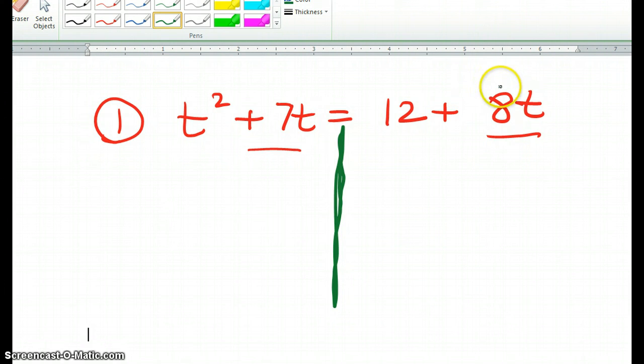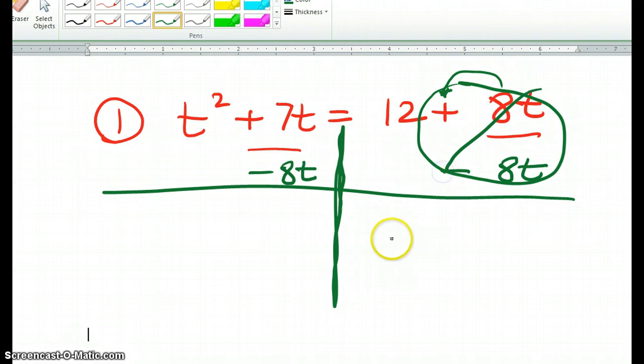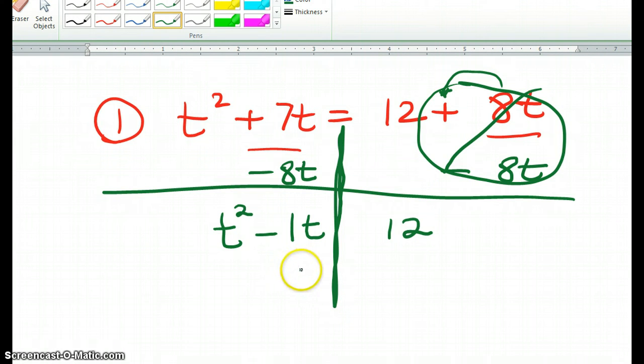So, for example, this is a positive 8t, so the opposite of positive is negative. So we need to do negative 8t to both sides of the equation, and then combine. So this positive and negative 8t cancel out, and you're only left with 12 on this side of the equal sign. Here you have to combine these like terms. That's negative 1t. And if you struggle with positive and negative numbers, just let me know and we'll work on those too when you come here on Friday.